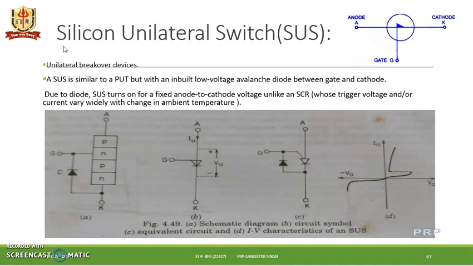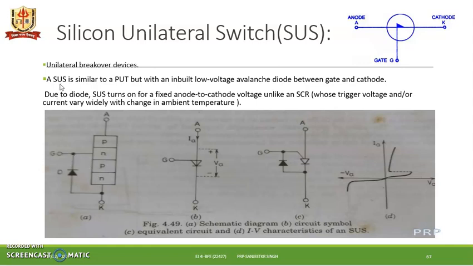So here is the first device of today's presentation, silicon unilateral switch. The schematic symbol can be drawn in this manner with anode, cathode and the gate, or it can be represented with this symbol, and this is the schematic layered structure where we find an inbuilt avalanche diode connected between gate and cathode. So SUS is a unilateral breakover voltage device like SBS and the DIAC.